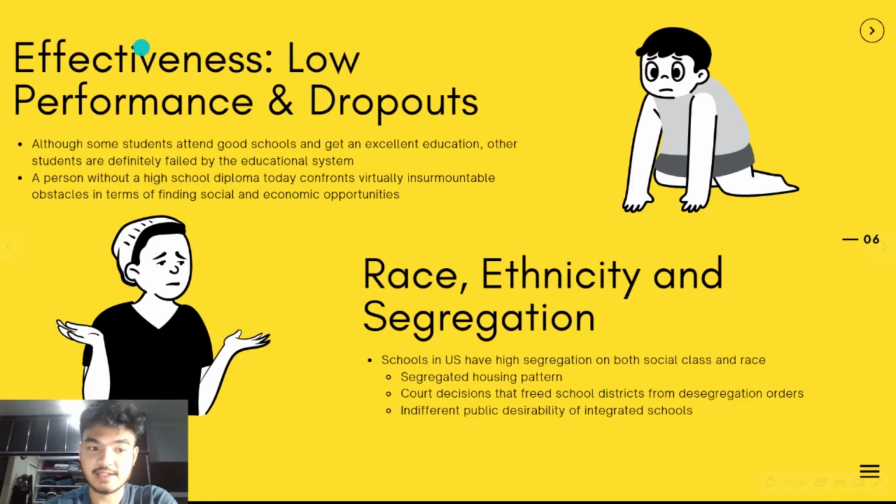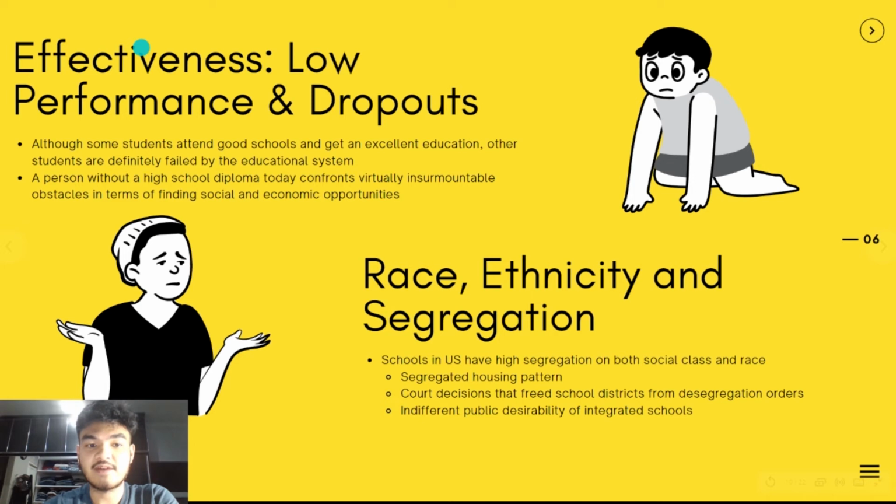Third, we have effectiveness. Although some students attend good schools and get an excellent education, other students are definitely failed by the educational system. Students who are especially likely to be failed by the schools are those from low-income families and other special conditions. A person without a high school diploma today confronts virtually insurmountable obstacles in finding social and economic opportunities. Fourth, we have race, ethnicity, and segregation.